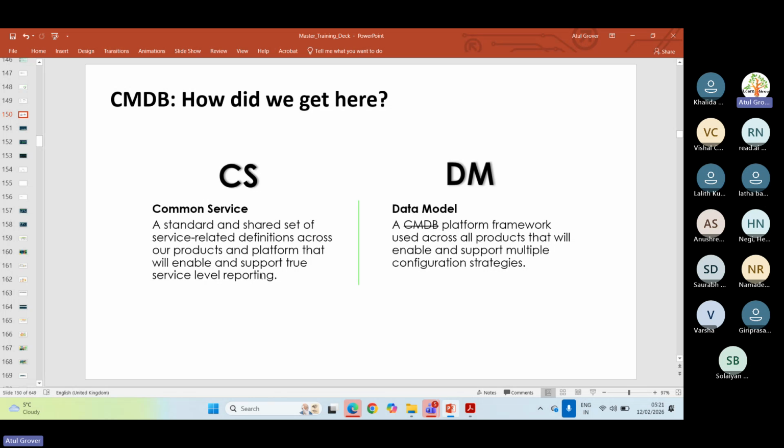Now the second part, data model. It's a modeling. It means how we can build a way to store this information at one place. That is the data model. It is a platform framework used across all the products that will enable and support multiple configuration strategy.